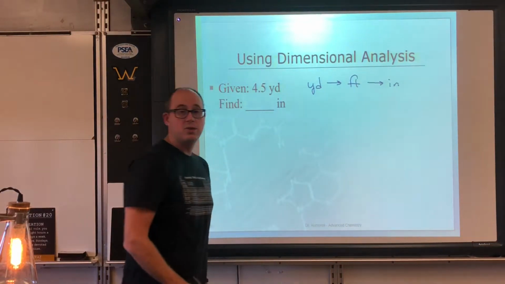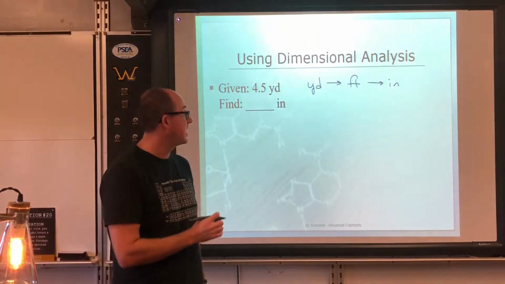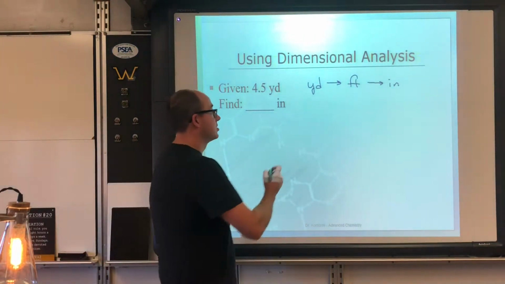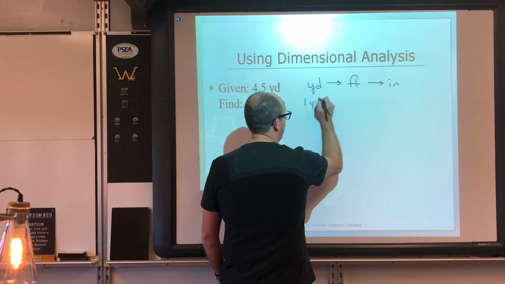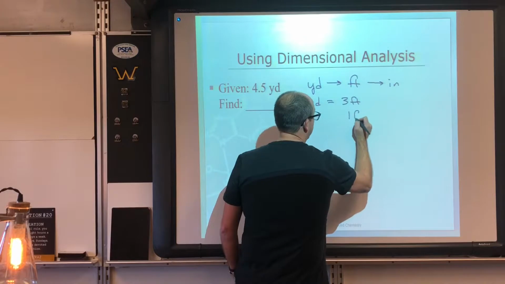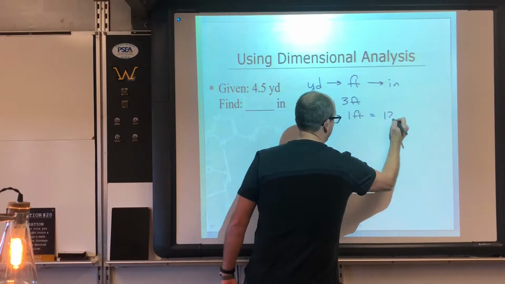We don't need to do this as two separate conversions. We don't need to get an answer to how many feet there are. We can link everything together and solve it all at once. We just need to know that 1 yard is equal to 3 feet, and 1 foot is equal to 12 inches.